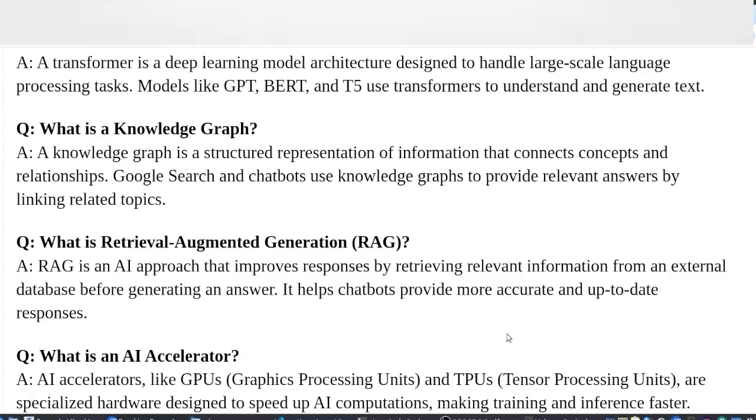It helps chatbots provide more accurate and up-to-date responses. In case of RAG, apart from sending our prompts to the LLMs, we will be able to send some external data also along with the prompt, relevant external data. So for that, the retriever model is working. For that, we have to use vector databases like ChromaDB or Pinecone. So with this setup, the RAG will be able to improve the accuracy.